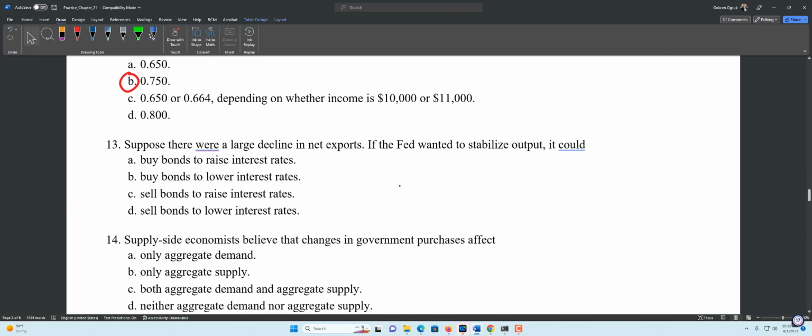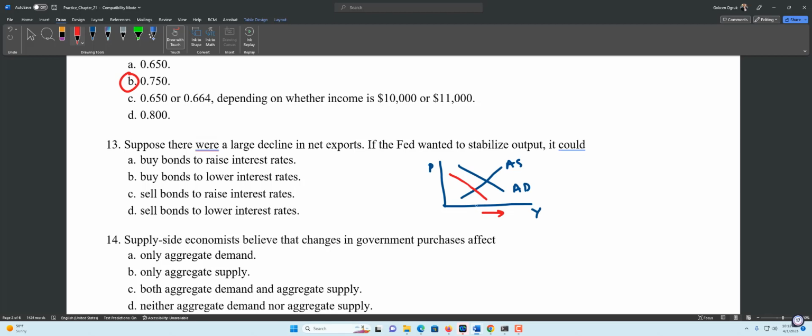Now the next question. Suppose there were a large decline in net exports. If the Fed wanted to stabilize output, what should the Fed do? That's the question. So we know that if there was a large decline in net exports, let's start with an equilibrium. This is aggregate supply, this is price level, this is Y, this is aggregate demand. And if net exports are going down, aggregate demand curve is going to shift to the left. So we want to stabilize the economy. That means we want to increase the output.